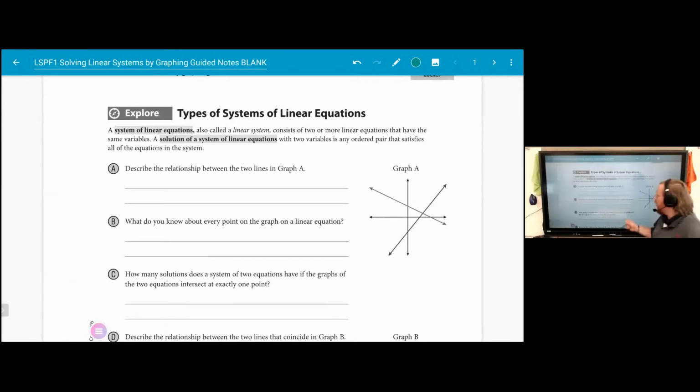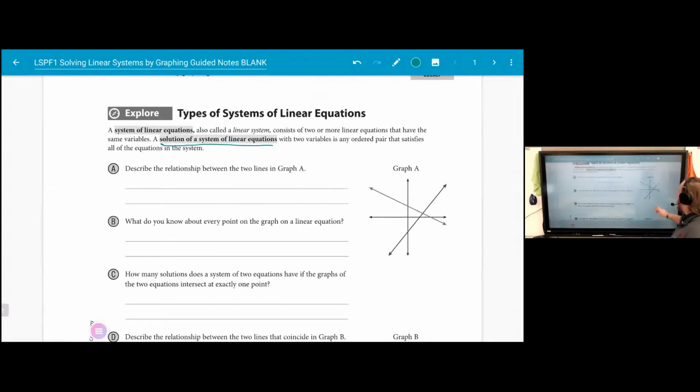A solution, here's our important thing. A solution of a system of linear equations with two variables is any ordered pair that satisfies both equations. In other words, do they cross and where do they cross? Or where do they touch? What do I mean by that?